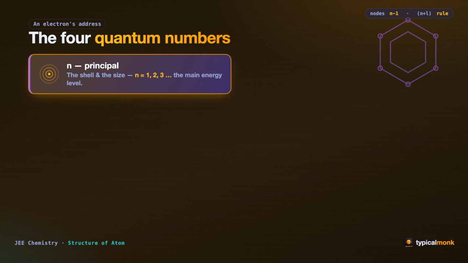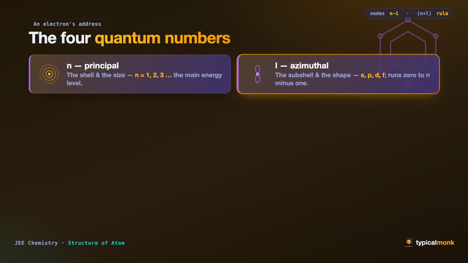Every electron in every atom has a unique address, and that address has 4 parts. The first is N, the principal quantum number. It names the shell, and it sets the size and the main energy level. N can be 1, 2, 3, and so on. Bigger N means a bigger, higher energy orbital, farther from the nucleus. Think of it as the floor of the building.